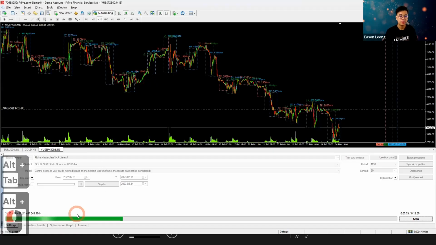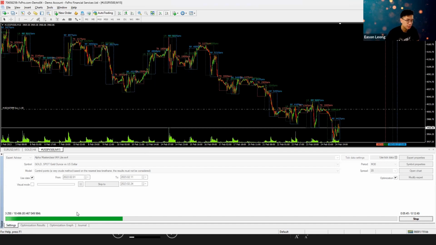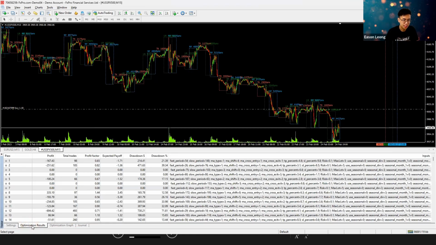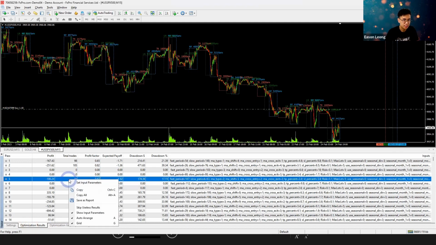Right now we are doing optimization, and this usually will take some time. So I run a 5-minute optimization over here. And the most important thing, you can come to the optimization result, right click, and make sure that this thing is unticked, so that you're able to get the correct setting.